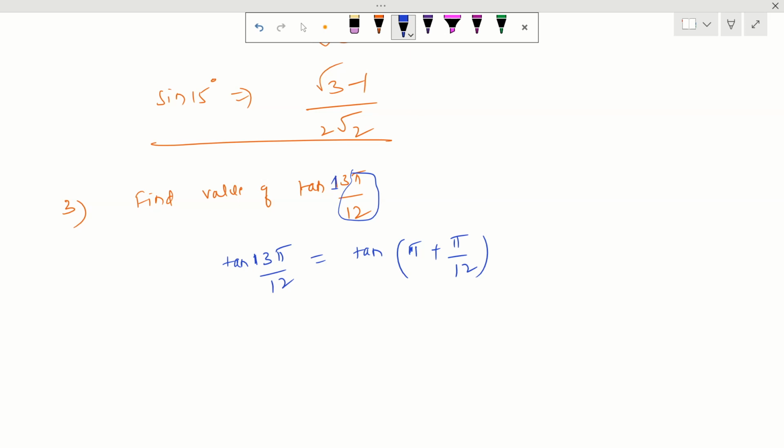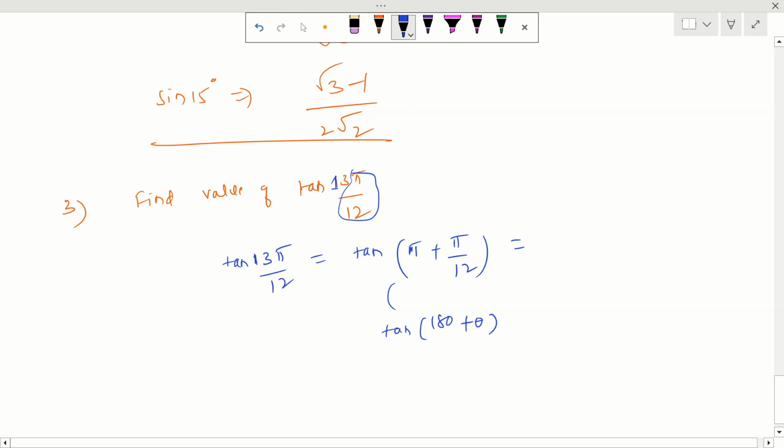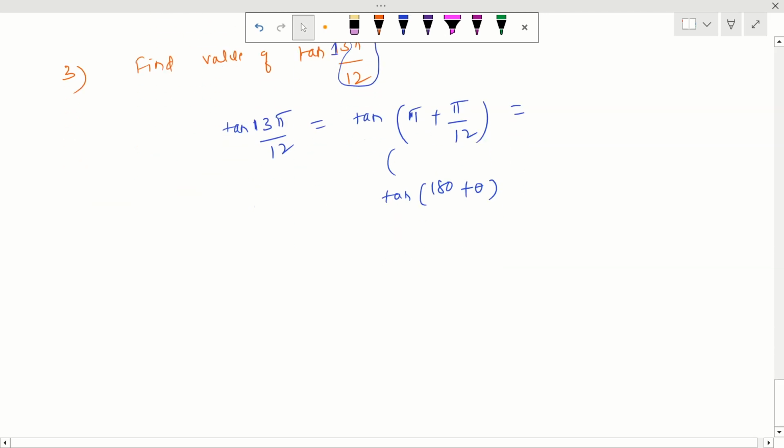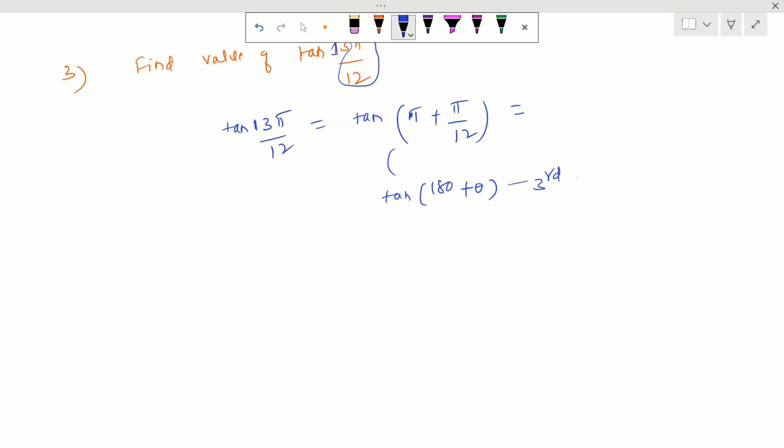Understood. So this is tan of pi plus pi by 12. Which form is this in? Pi is 180 degrees, so it is in the form 180 plus theta. 180 plus theta means it is in the third quadrant, more than 180 degrees.